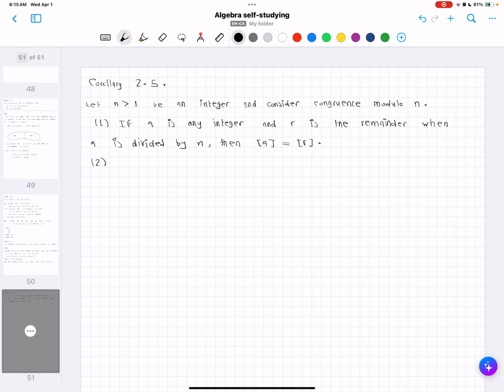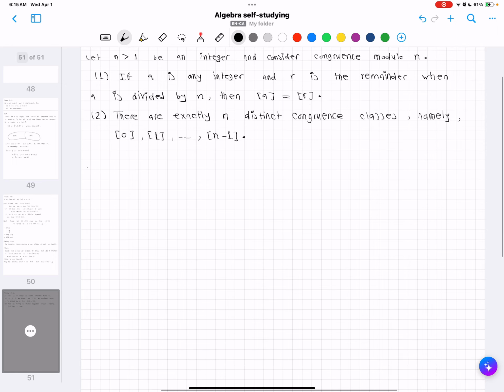And the second thing, there are exactly n distinct congruence classes. Namely, 0, 1, up to n minus 1.